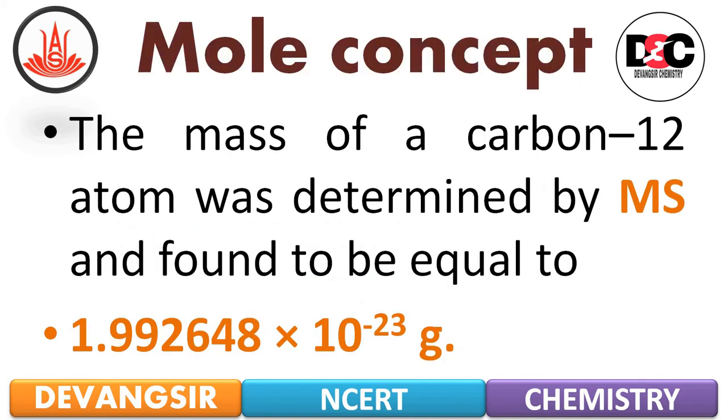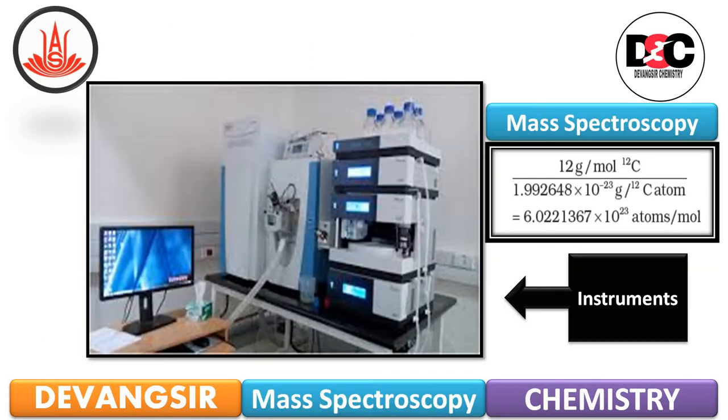The mass of a carbon-12 atom was determined by mass spectrometry. There is an instrument called a mass spectrometer, and the mass was found to be 1.992648 × 10^-23 gram. They measured it by MS, that is mass spectrometry. This is the instrument of mass spectrometry, and you can see how it is arranged. This is just for your information; no information regarding this is available in your textbook.